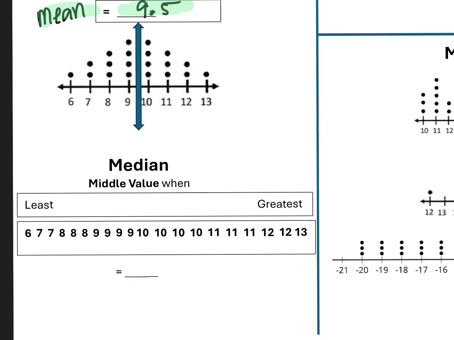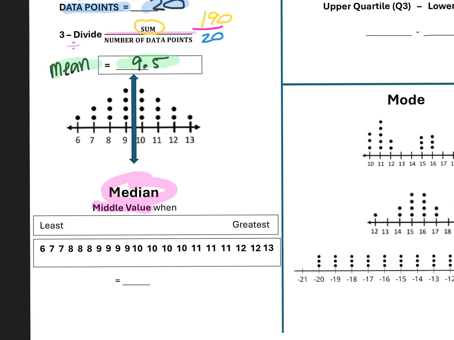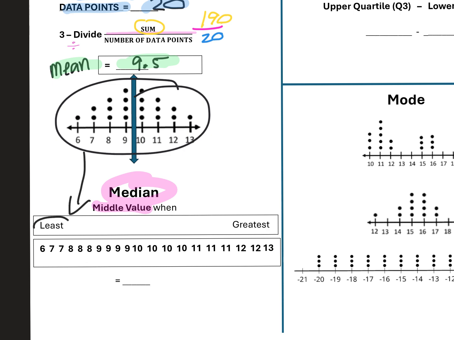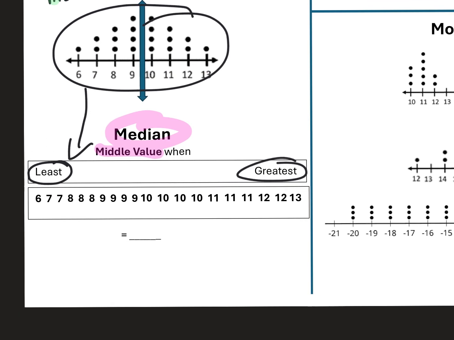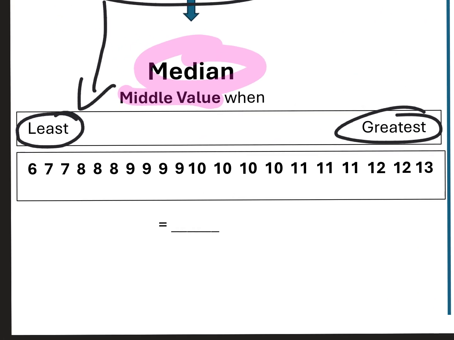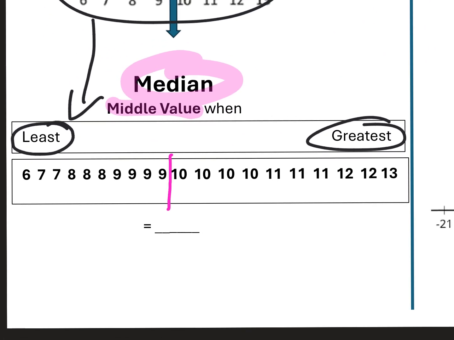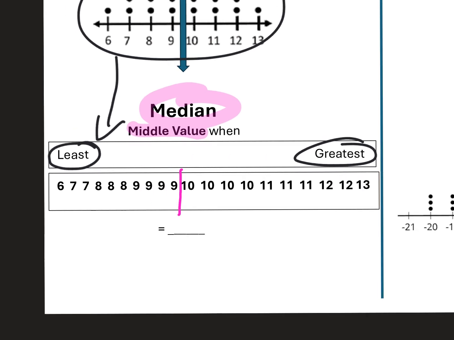For this next number calculation, we are trying to find the median. And you probably remember that the median is the middle value. So I took all of my pieces of data and I lined them up from least to greatest. And the number in the middle, if I divide my data in half, it's going to be right here. That's the halfway point. And what number is halfway in between 9 and 10? That is 9.5.